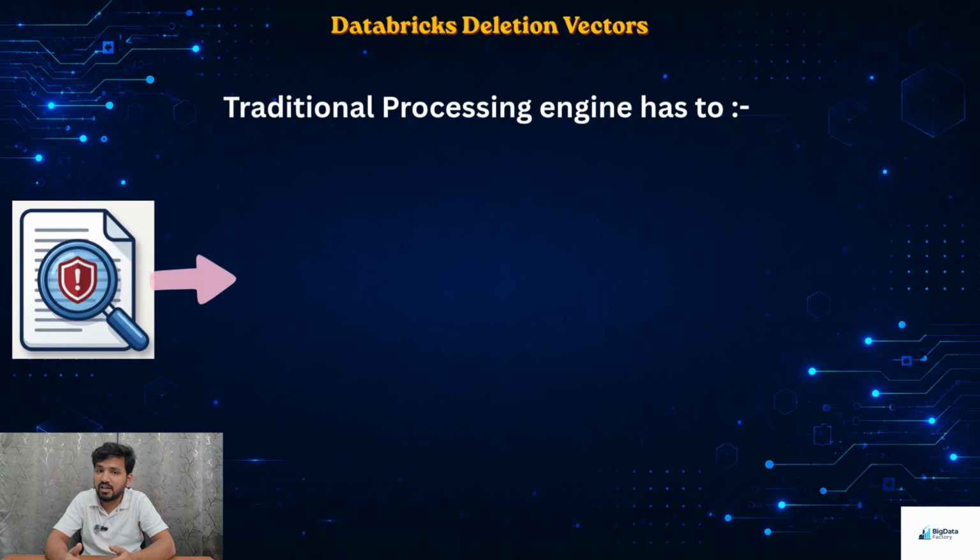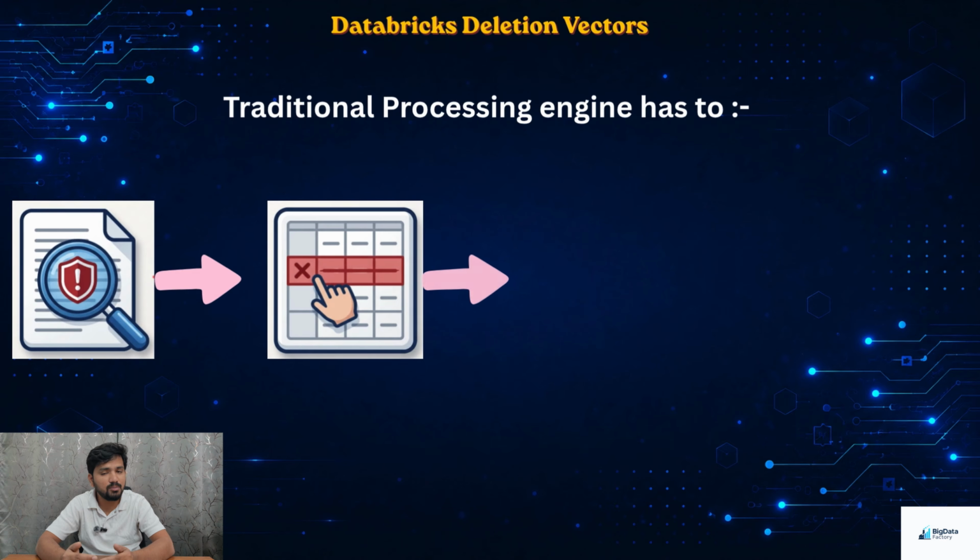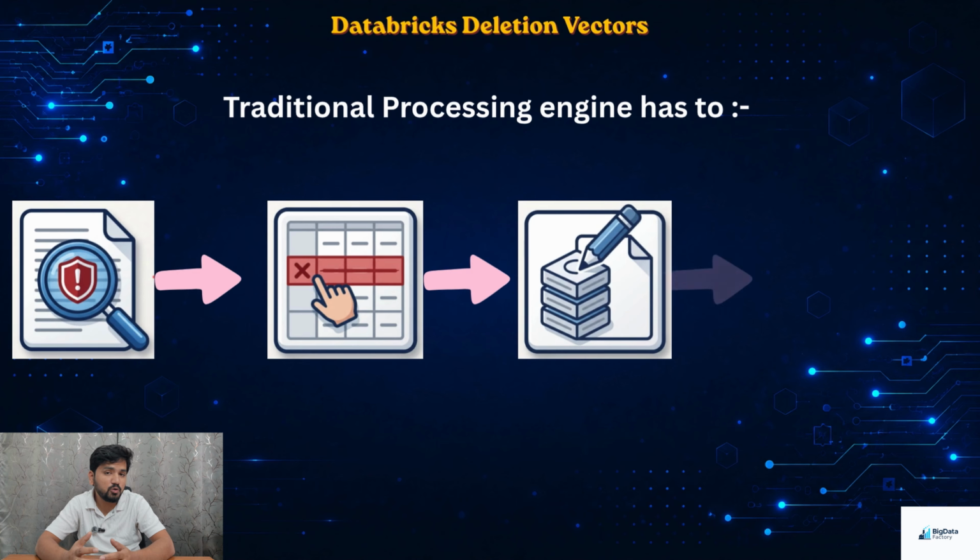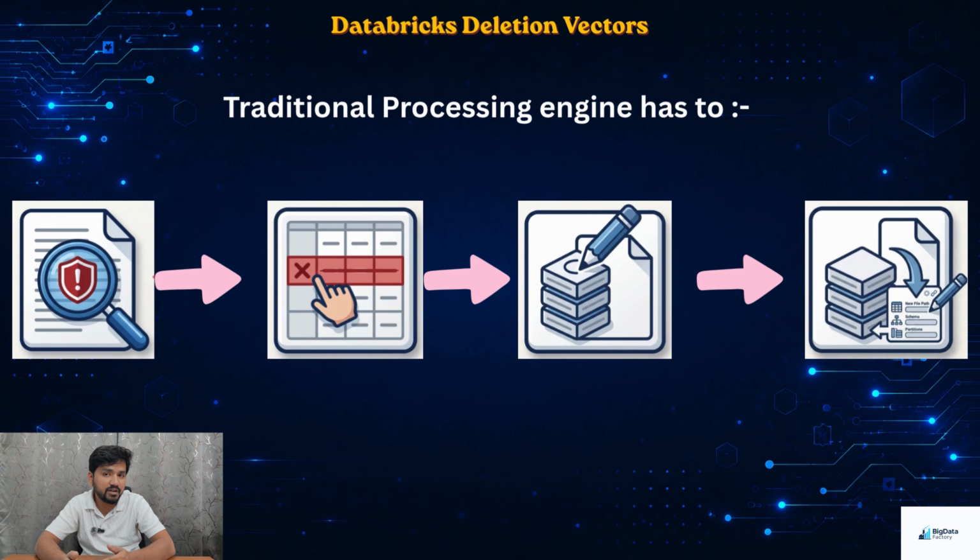Imagine a Parquet file containing 1 million rows. Now imagine that you need to just delete one row. Parquet files are not designed to edit individual rows in place. So traditionally, the processing engine has to read the affected file, remove that one row, write a completely new Parquet file, and update the table metadata to use the new file. That's a lot of work to remove one record.